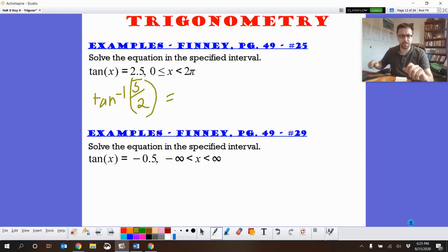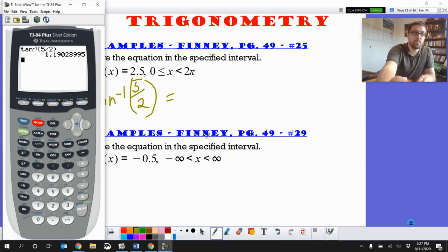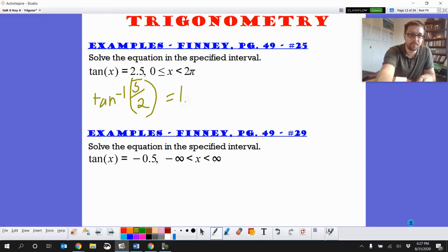Let me pause quick while I get that. Double check to make sure that you're on radian mode. So I press my mode button, and I want to make sure I'm on radian for this thing because it's talking about things in terms of radians right there. So inverse tangent is 1.190. But I do care about, for this one, it's giving me that hint of like, hey, I want to be between 0 and 2 pi. So I need the two quadrants where tangent is positive.